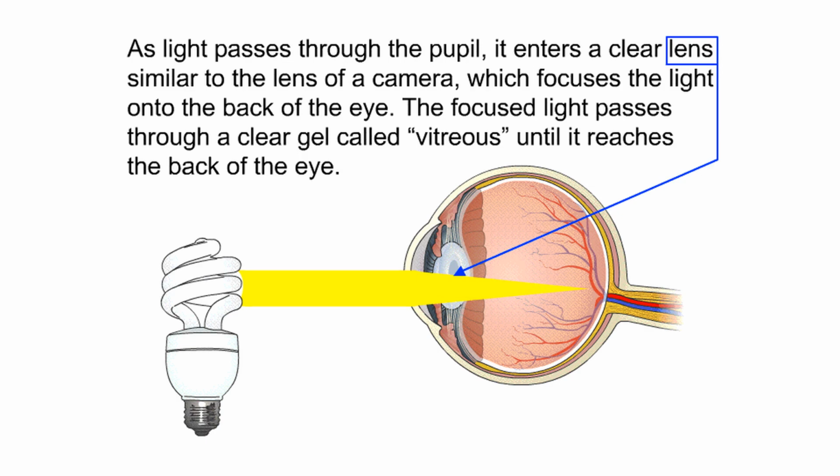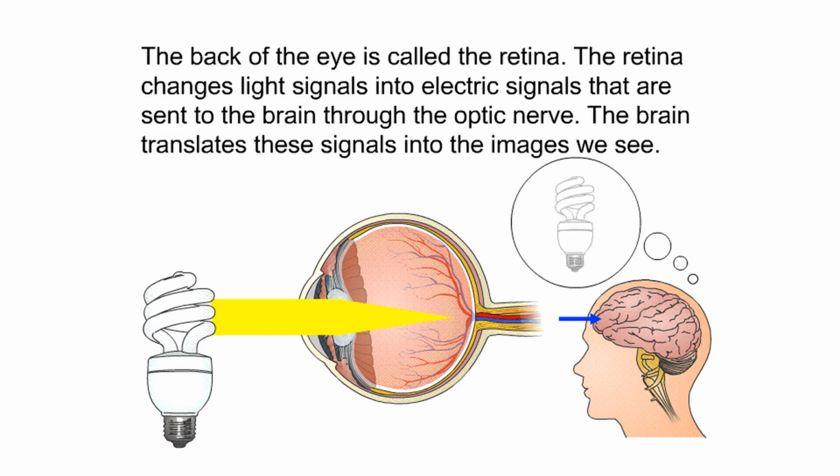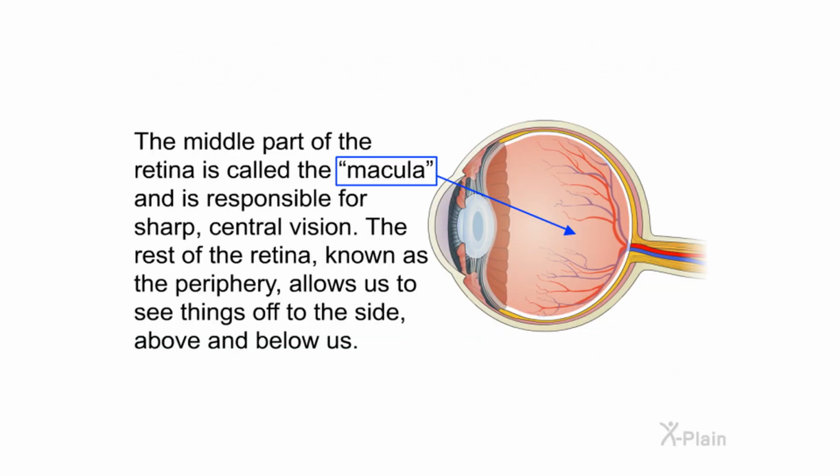The focused light passes through a clear gel called vitreous until it reaches the back of the eye. The back of the eye is called the retina. The retina changes light signals into electric signals that are sent to the brain through the optic nerve. The brain translates these signals into the images we see. The middle part of the retina is called the macula and is responsible for sharp, central vision. The rest of the retina, known as the periphery, allows us to see things off to the side, above, and below us.